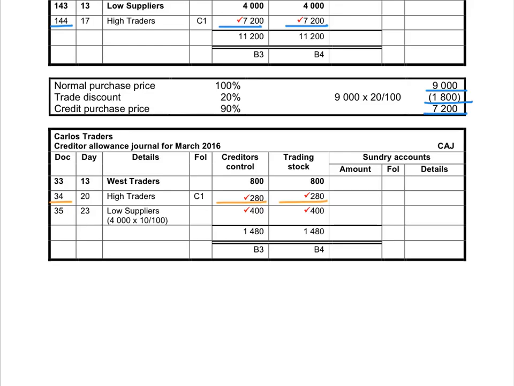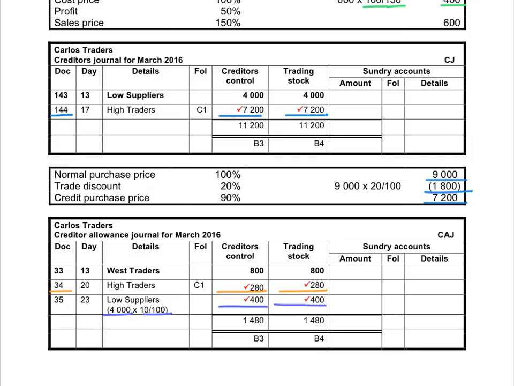The purchases was 4,000. 10% on that will give me 400 Rand, so it means that I will decrease my creditors with 400, and I will reduce the value of my trading stock with 400 Rand. If you look at the creditors journal, you will see that we bought goods on the 13th from low suppliers for 4,000. That is the amount that we use here to determine what is the 10% that we received a credit note for.